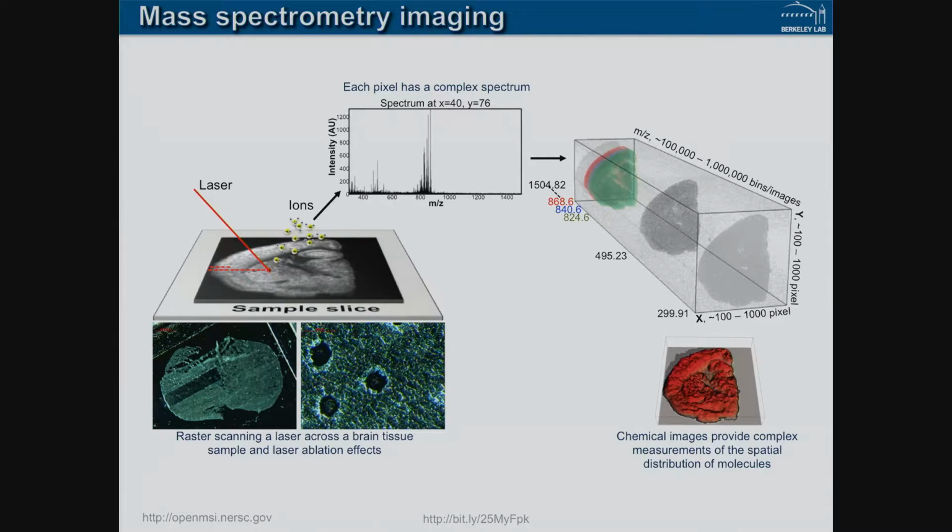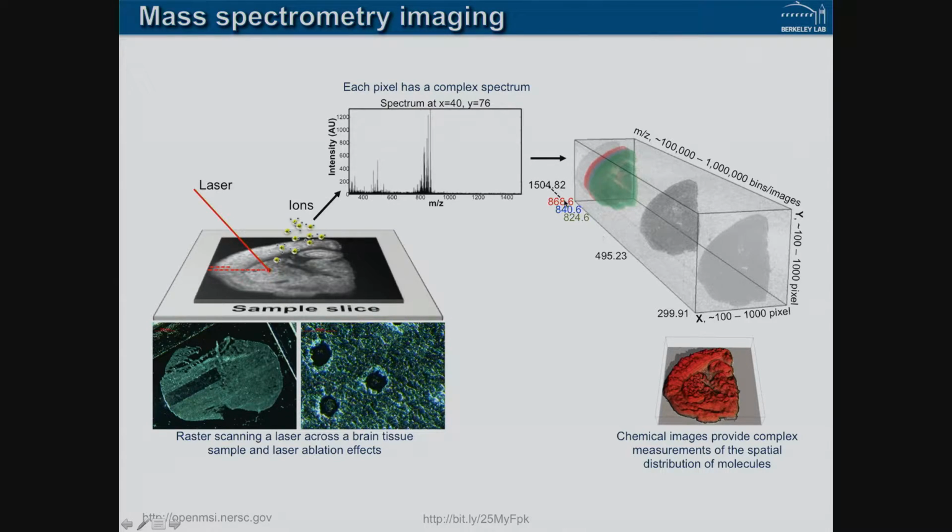Mass spectrometry imaging raster scans a laser across a sample. At each location, you're generating a plume of ions. The ions are recorded by a mass analyzer generating a spectrum. So at every position, you have something kind of like this, which makes a really big cube that looks something kind of like this, mostly very sparse data.